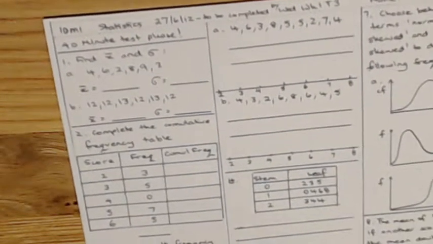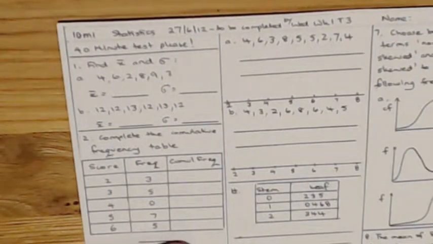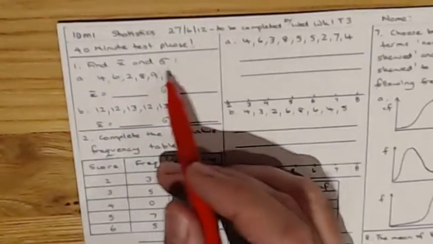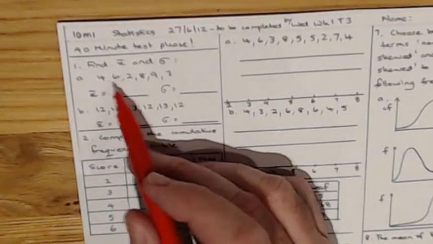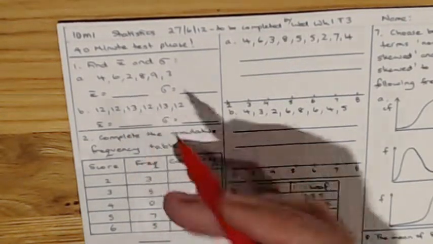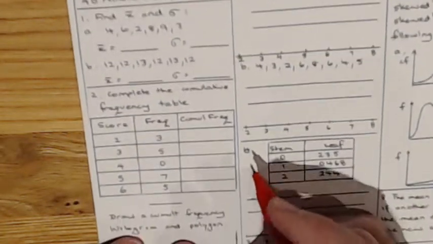This is an assignment or a topic test for 10-1 statistics, and I'll just go through it. It is available on our website. In the first question here, we have to find the mean and the standard deviation of those 6 scores. So we use our calculator, etc.